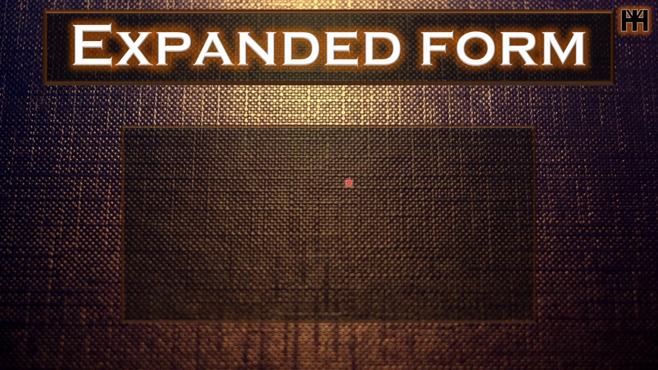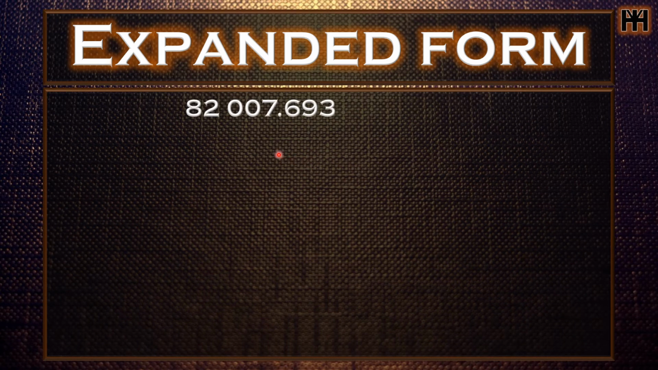Expanded form. Let's say we have this number and we want to write it in the expanded form. Okay, we'll get the 8 and turn all digits to 0 before the decimal. Before the decimal is something, and after the decimal is something else.